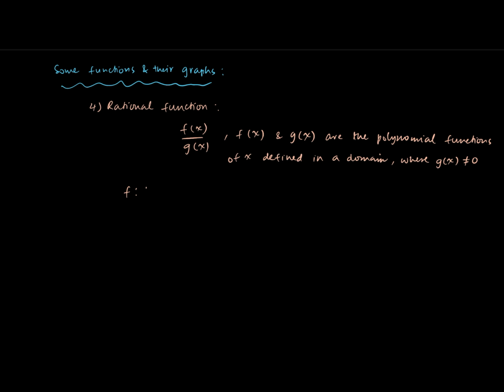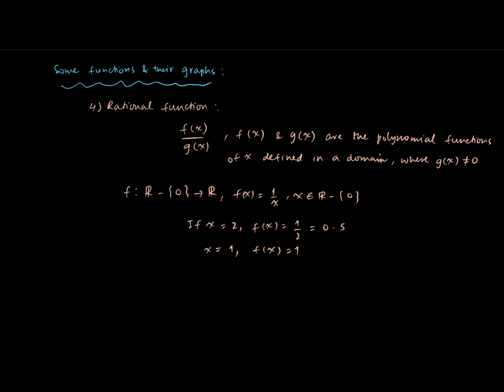Take for example a function from R minus 0 to R, where f of x is equal to 1 over x and x belongs to real numbers minus 0. So this is an example of a rational function. Now here, if x is equal to 2, we'll have f of x equal to 1 over 2, and that will be equal to 0.5. Similarly, if x is equal to 1, f of x will be equal to 1.